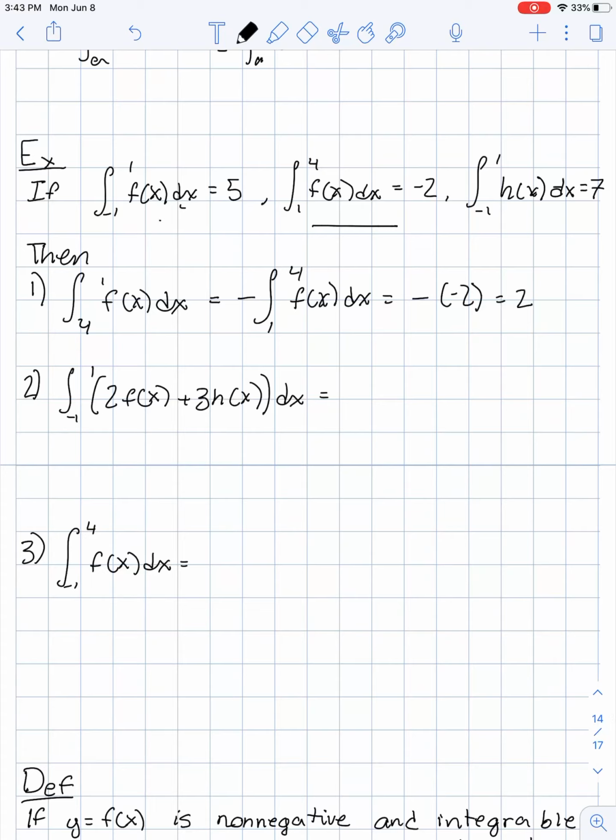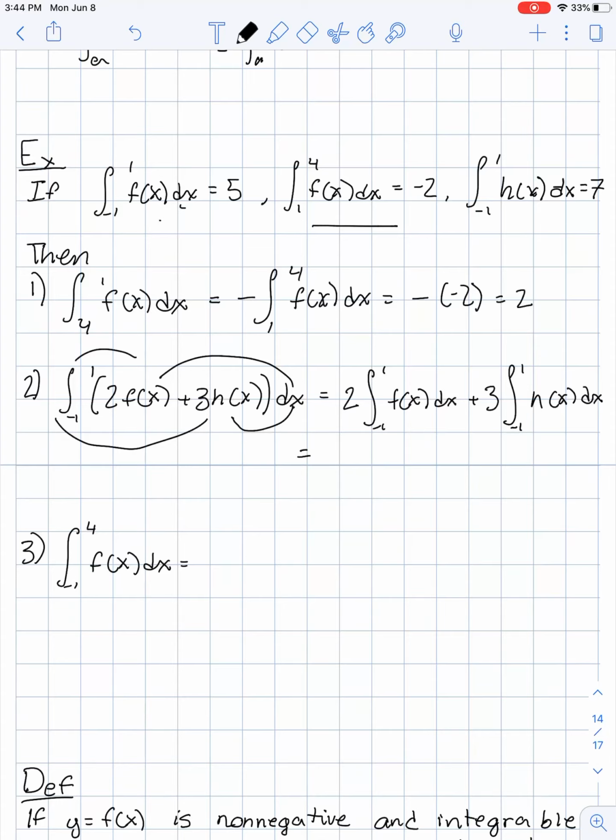All right, well, the next one is a combination of the sum and difference and the coefficient properties. So I can rewrite this as 2 times the integral from -1 to 1 of f of x dx, so I'm distributing the dx to each term and pulling out the 2 and the 3. Kind of doing a lot of steps at once. So plus 3 times the integral from -1 to 1 of h of x dx, all right? Well, then I have values for each of these integrals, so it's going to be 2 times 5 plus 3 times 7, what is that, 10 plus 21, so 31. Perfect.